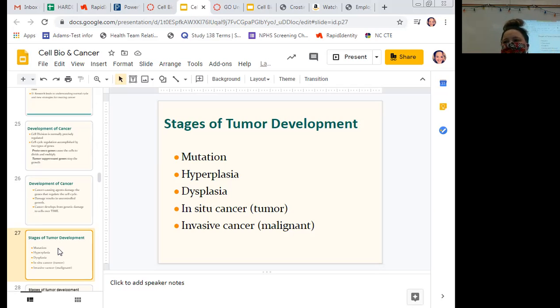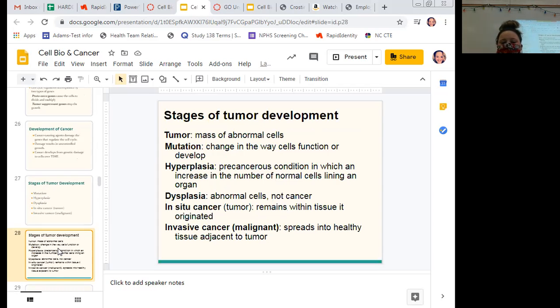In situ cancer means that you have a tumor. You have a full-blown tumor, okay? It's bad, but it's staying put, okay? Once it moves, we call it invasive, okay? Because it's invading other places.